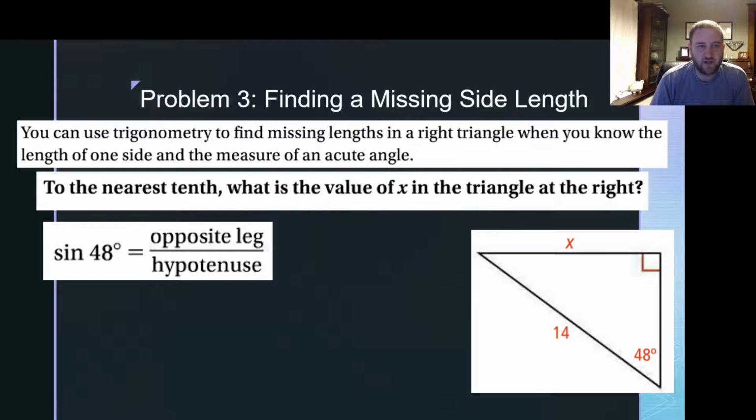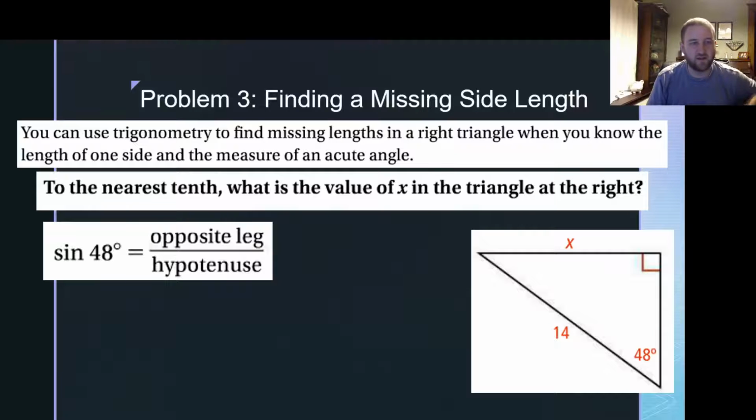All right, problem 3, finding a missing side length. You can use trigonometry to find missing lengths in a right triangle when you know the length of one side and the measure of an acute angle. Okay, so as long as you know one side and the measure of one of the acute angles, you can find the length of a missing side.